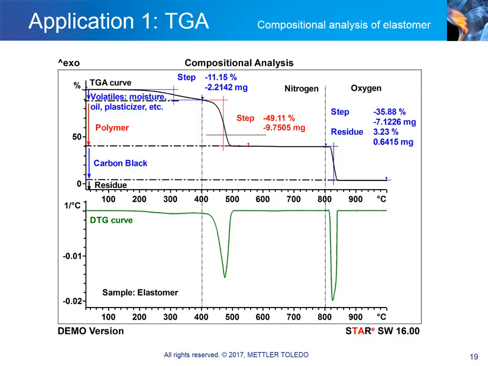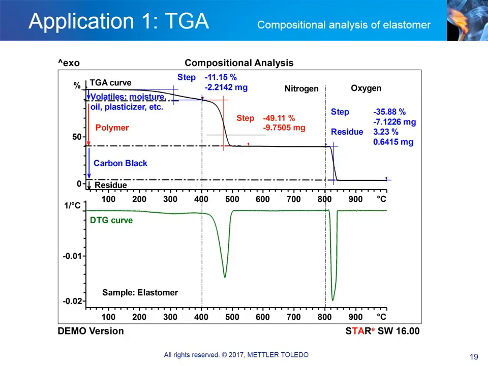In order to get a better separation of the volatiles and the pyrolysis step, the TGA-DSC is operated at reduced pressure. At 800 degrees, the atmosphere was switched from nitrogen to air. This resulted in the combustion of the carbon black used as filler in the rubber. Finally, at 1000 degrees, inorganic components remain as a residue.